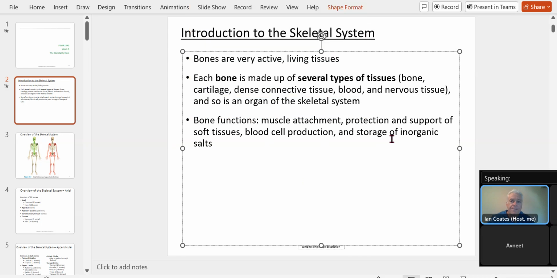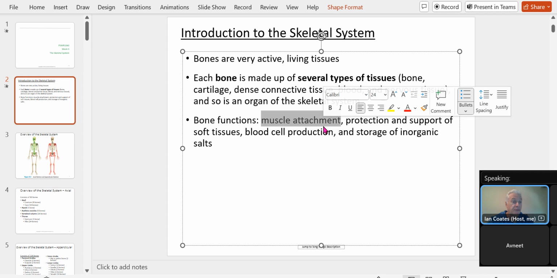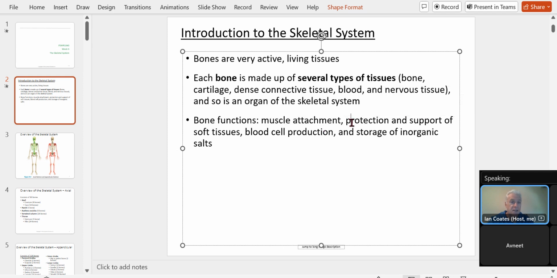So, each bone is made up of several different types of tissue. There's cartilage, dense connective tissue, blood, nervous. Absolutely. And you remember the definition of an organ system. It has to do at least 2 different functions. Oh yeah. Bones: muscle attachment, moving, protection, supporting soft tissue, right?